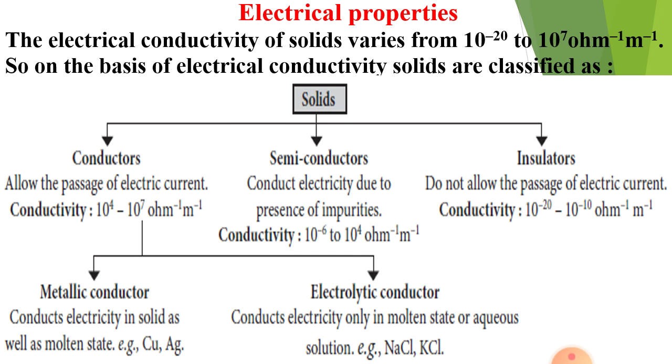So, on the basis of electrical conductivity, solids are classified as 3 categories: conductors, semiconductors and insulators. Now, first of all, you have to focus on conductor.